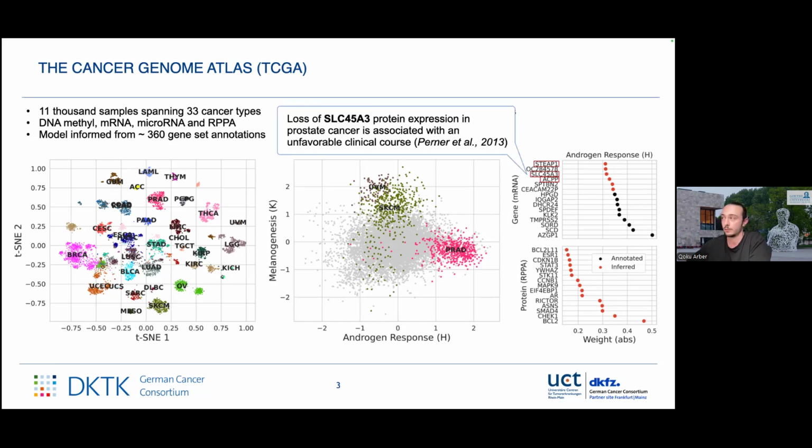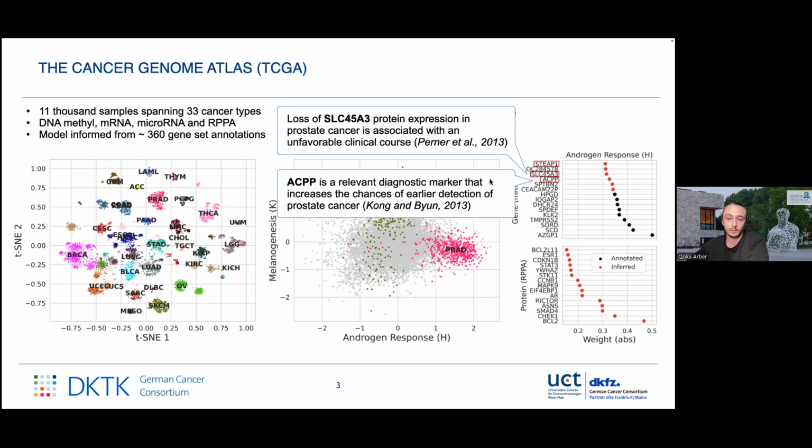One is that the informed factor, or the informed modality, is refined in such a way that it aligns with existing literature. So there's ACPP, STEAP1, SLC, and these are all well-known biomarkers in prostate cancer patients. And the model was not informed by these particular markers before, but based on the correlation structure, they have been added to the gene set a posteriori after training.